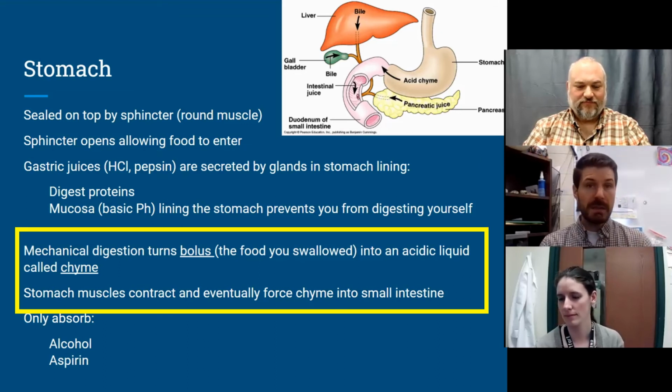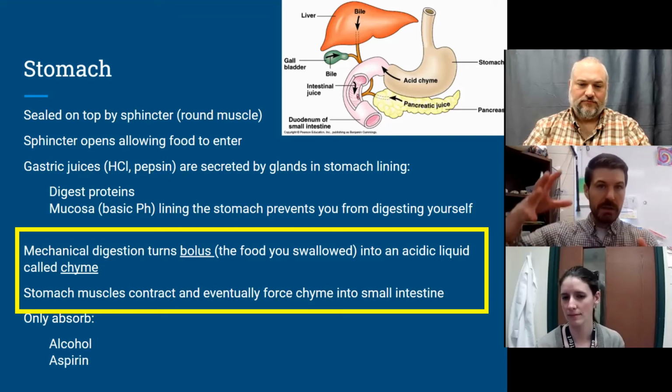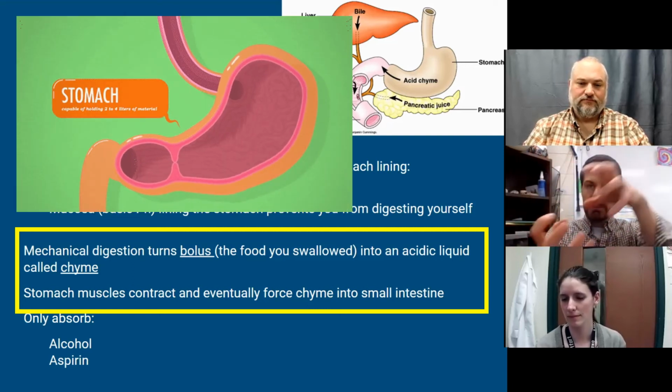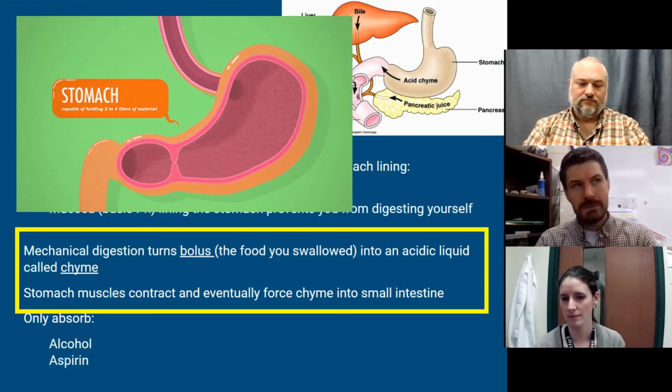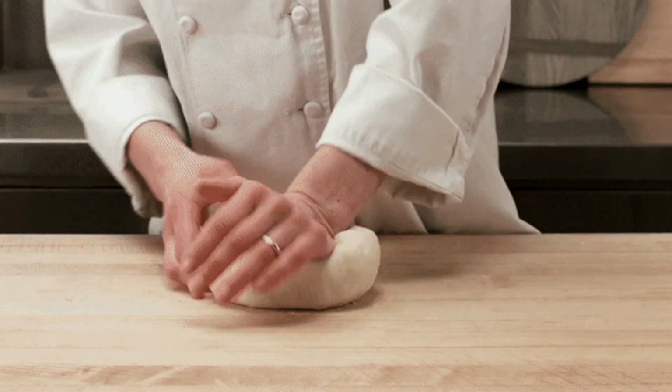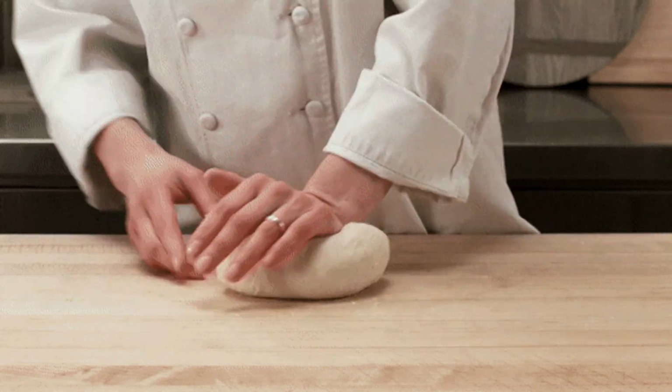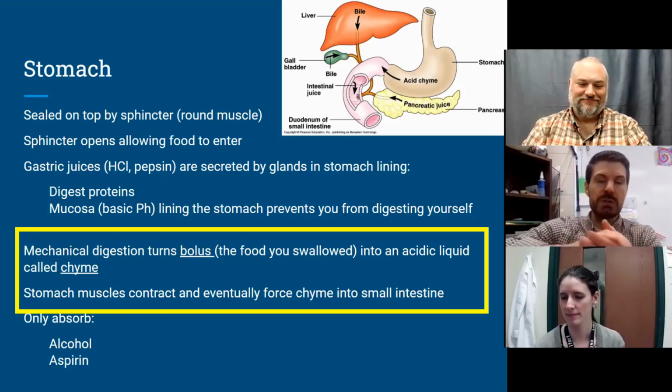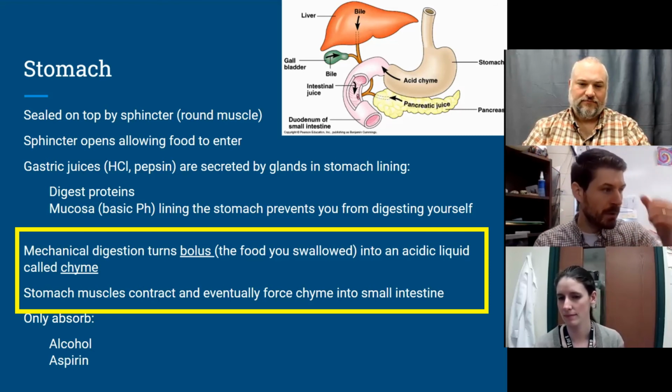There is still some mechanical digestion going on inside the stomach. The stomach is very muscular and it will squeeze from multiple directions and angles. I picture it like kneading dough. You squeeze the food that's in your stomach, which is all chewed up and gooey right now, and it mushes it one way, and then another way, and then another way. And that helps physically break down the food a bit more.